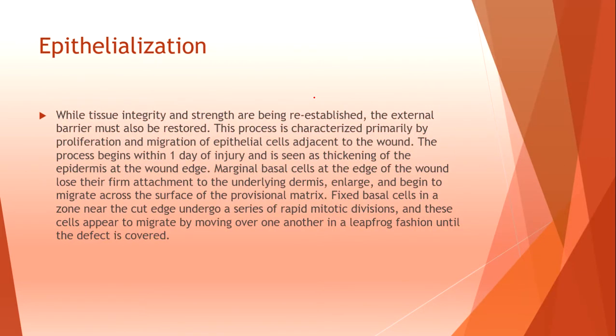And the third and last phase, epithelialization. While tissue integrity and strength are being re-established, the external barrier must also be restored. This process is characterized primarily by proliferation and migration of epithelial cells adjacent to the wound. The process begins within one day of injury and is seen as thickening of the epidermis at the wound edge. Marginal basal cells at the edge of the wound lose their firm attachment to the underlying dermis, enlarge and begin to migrate across the surface of the provisional matrix.